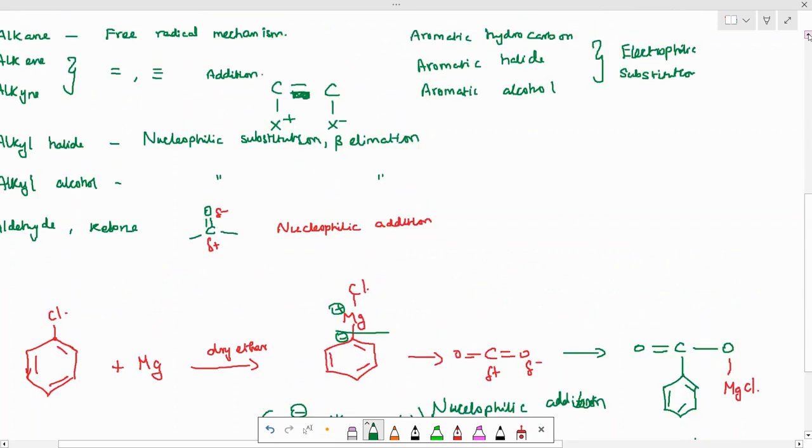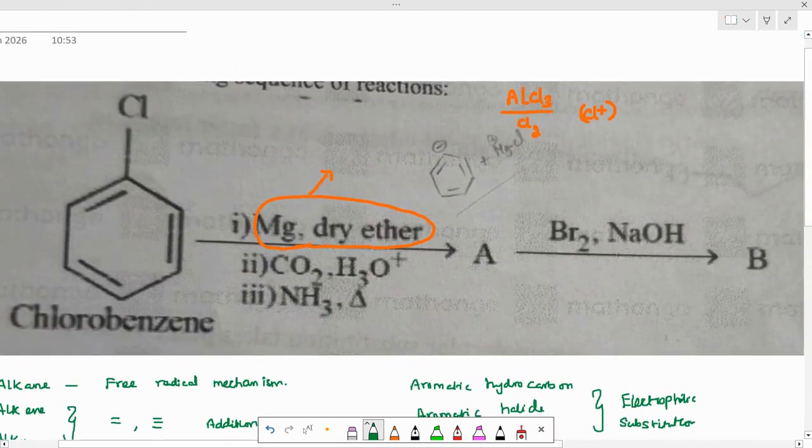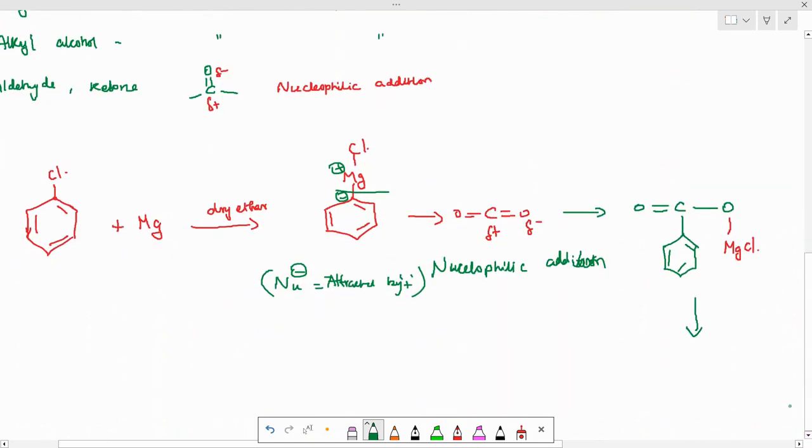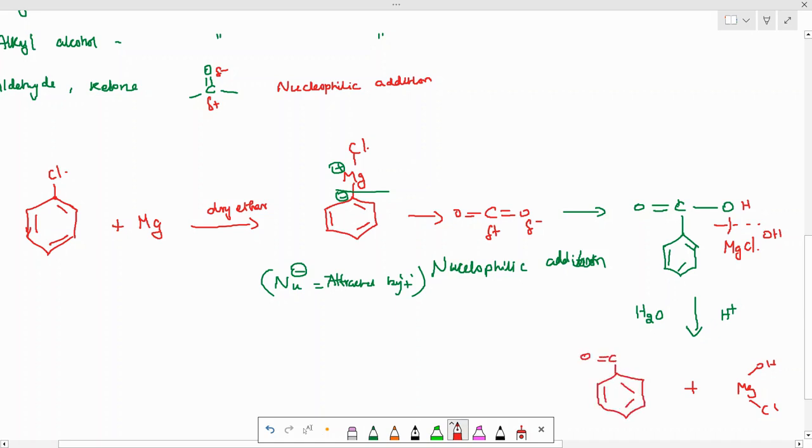Look at this reaction itself. In the first step they are adding magnesium and ether to prepare the Grignard reagent, then CO2, and hydrolysis in the presence of acid. The hydrolysis mechanism will be faster when you are adding an acid catalyst. Just break it at this point, then add H here and OH here. So finally you will get the byproduct MgOH and Cl, and the other product, the same benzene ring and C double bond O with OH. Benzoic acid you will get, right?